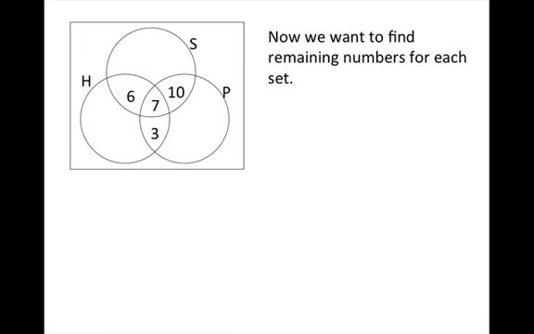Now we want to find the remaining numbers for each set. 24 parks had a hotel on site. So my circle for H, for hotels, is going to contain a total of 24. I already have 16 listed, the 6 plus the 7 plus the 3. So take the 16 away from the 24, and that leaves me with 8 that just have hotels.